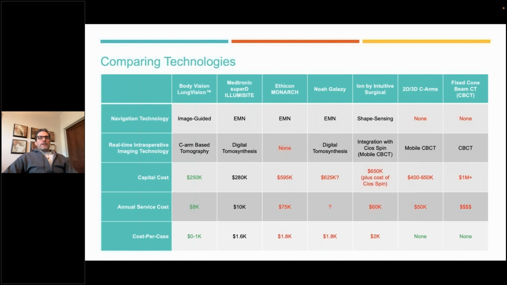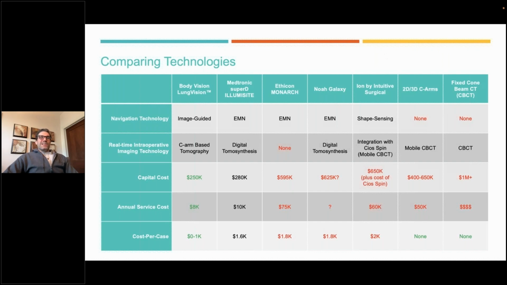Within these, they're all very good platforms. The Body Vision gives you the combination of both navigation as well as C-arm based tomography. It's the only platform that does both. Medtronic Illumisight gives you digital tomosynthesis, but it does not give you real-time fluoroscopic overlays, and it does not allow for tool and lesion reanalysis. It simply uses that to adjust the position of the nodule. Again, the majority of the other navigational platforms are electromagnetic based, so you don't have to worry about any electromagnetic interference on the patient with an image guided approach.